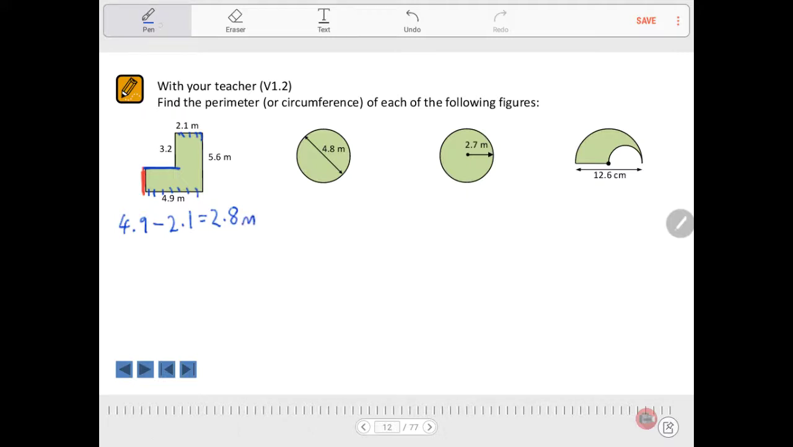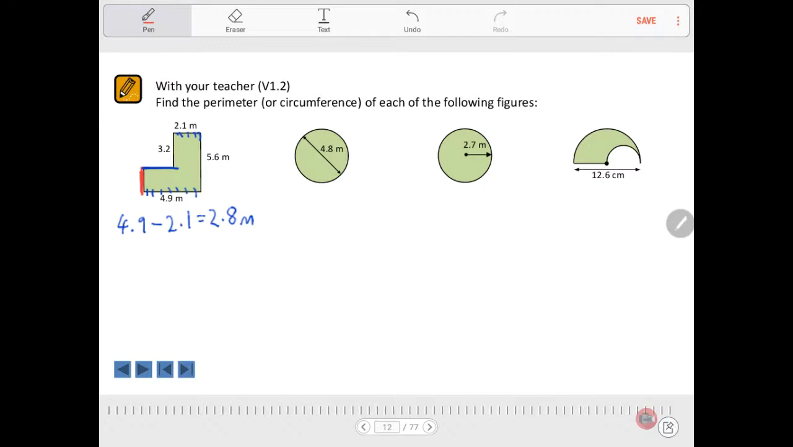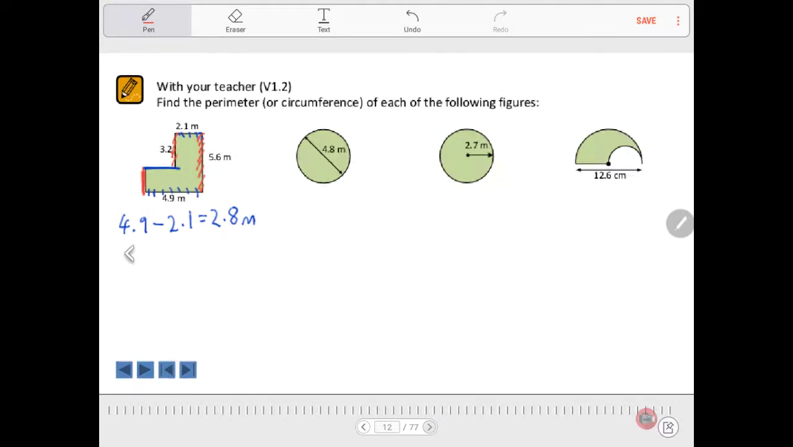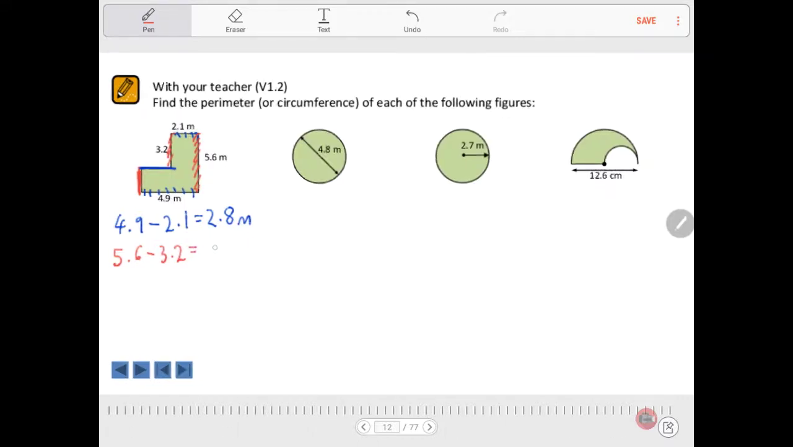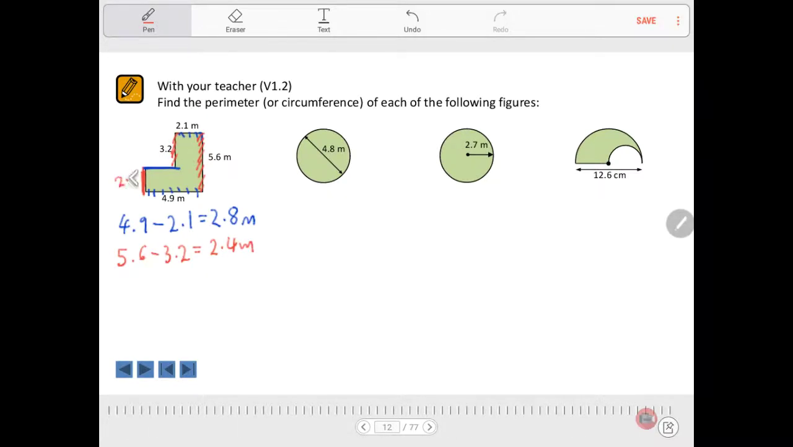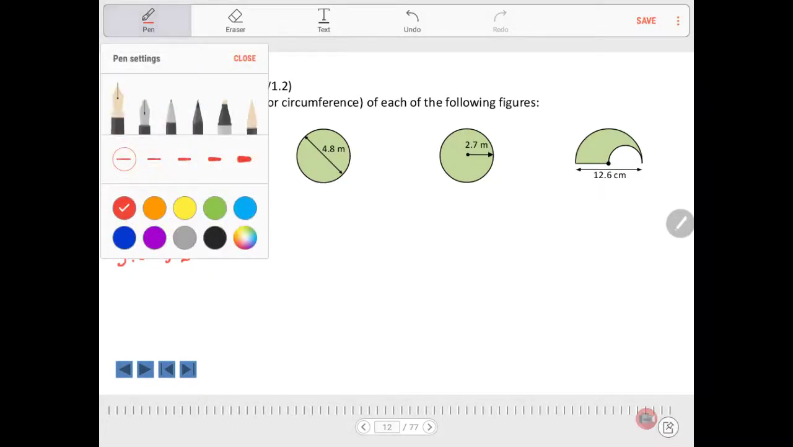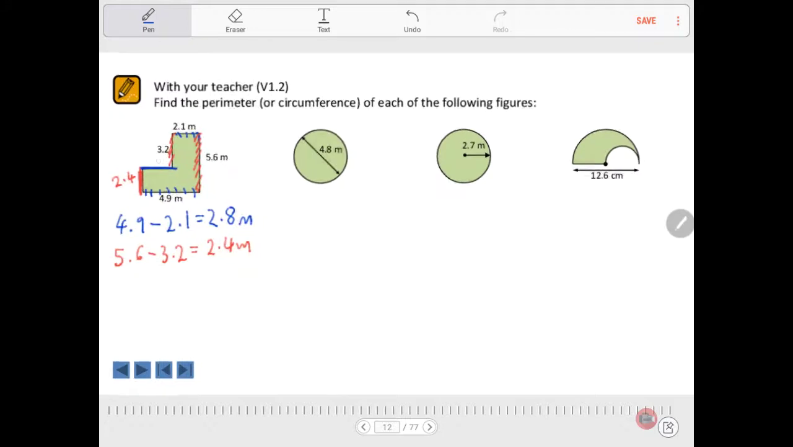So the red bit is similar. That red side length is the difference between this 5.6 and this 3.2. So let's do that subtraction as well. And that gives us 2.4. So 2.4 over here and 2.8 here.